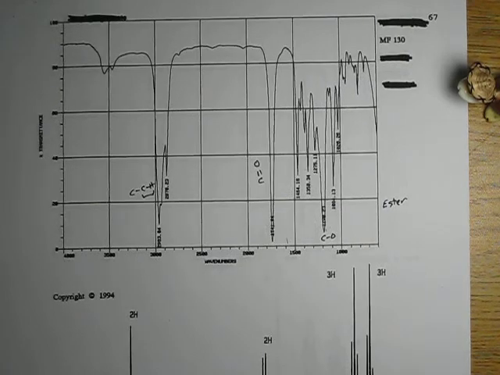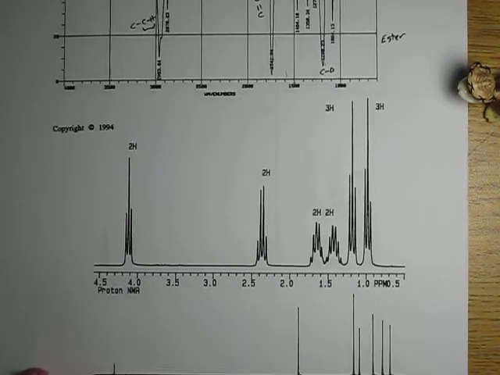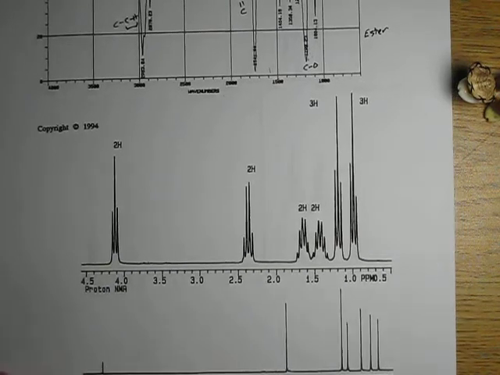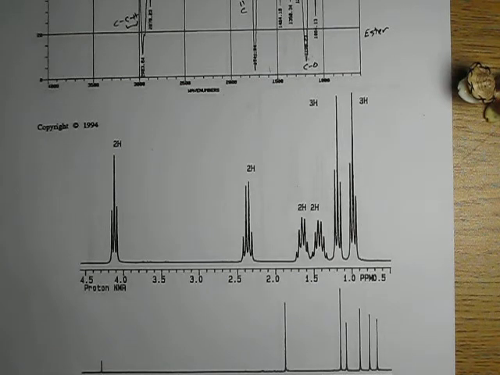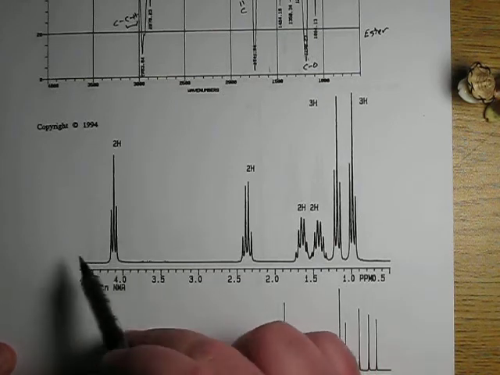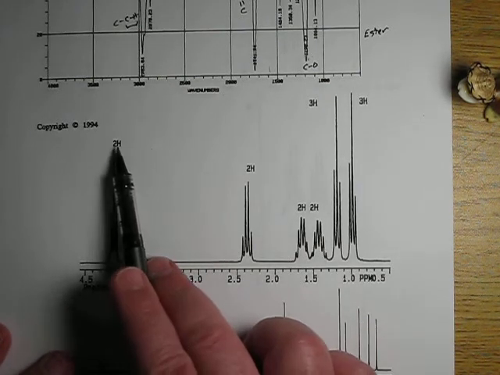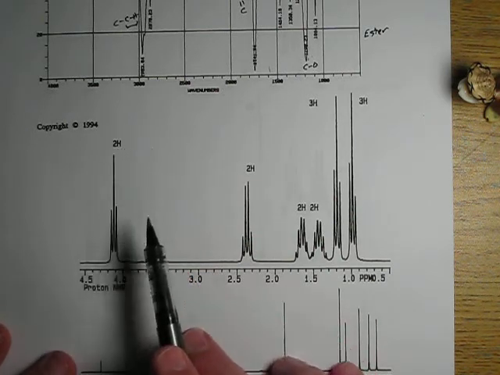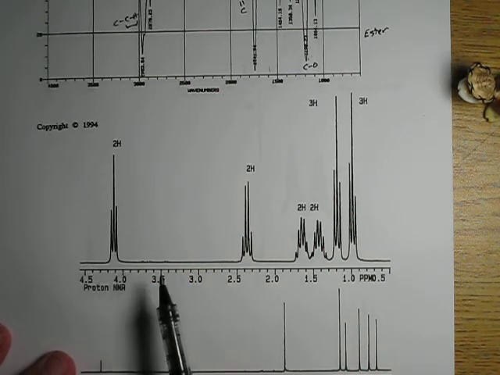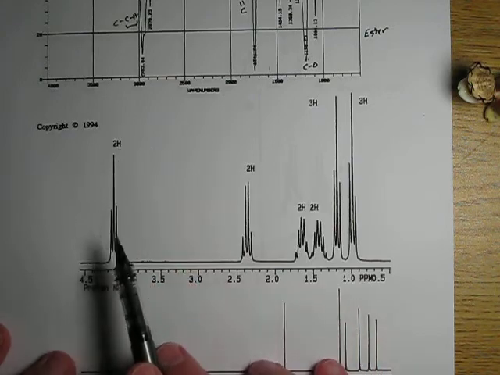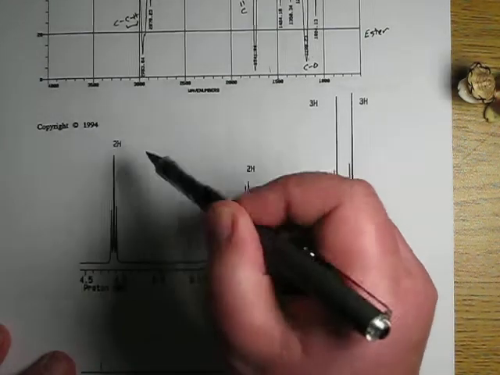All right, okay, let's go down to the proton NMR, because truthfully this is where we're going to do most of our work because it gives us most of our information. Again, I like to start on the left. I like to start downfield and work my way upfield. This resonance here integrates to 2. It's a triplet down at 4. Remember, integration, spin splitting, and chemical shift are the three things you look at.